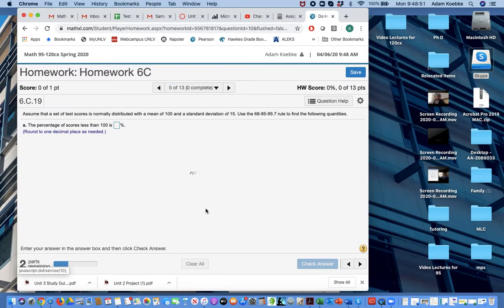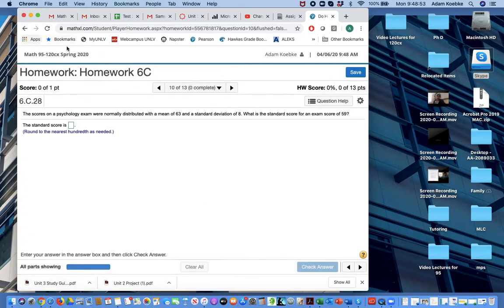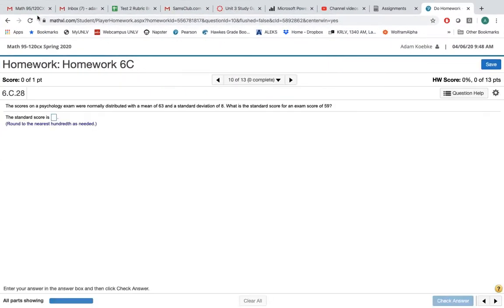I'll just grab one from MyMathLab. So this problem says, scores on a psychology exam were normally distributed with a mean of 63 and a standard deviation of 8. What is the standard score for an exam score of 59? And here it told us that we want to round to the nearest hundredth as needed. So we'll write down the important information here.